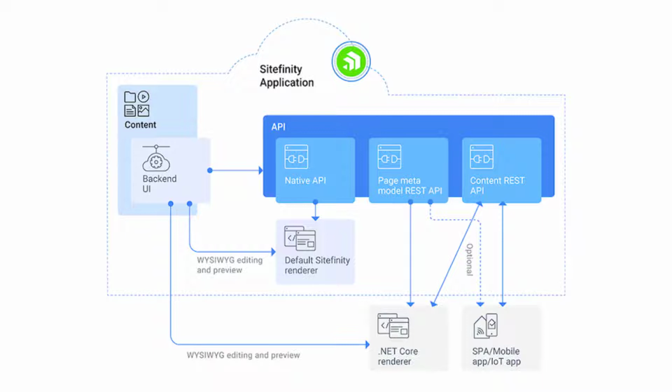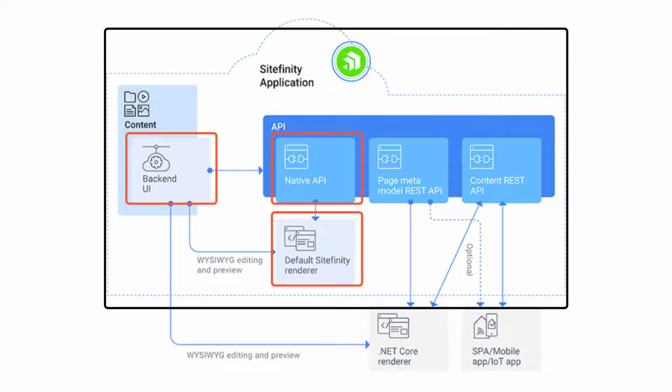So with prior Sitefinity versions, the components you have are the default Sitefinity rendering engine that's here. And what this does is it consumes data that you enter into the backend user interface. So there's also a native API, and what this does is it surfaces content and other data. Because all of these components are within one application, the Sitefinity application, even if you're making a change to the front end, you're still going to need to build a single application and deploy all the components together as one.